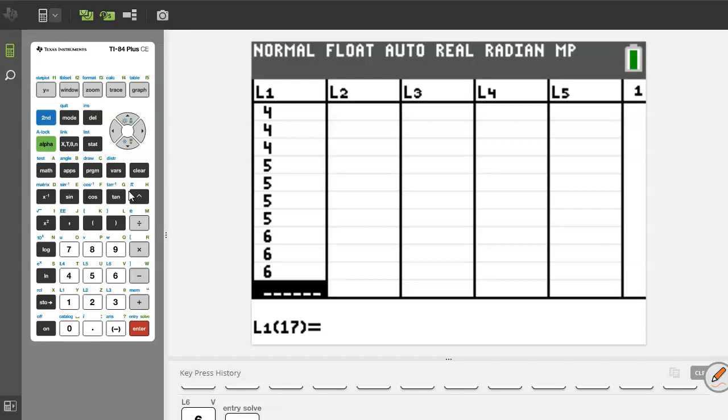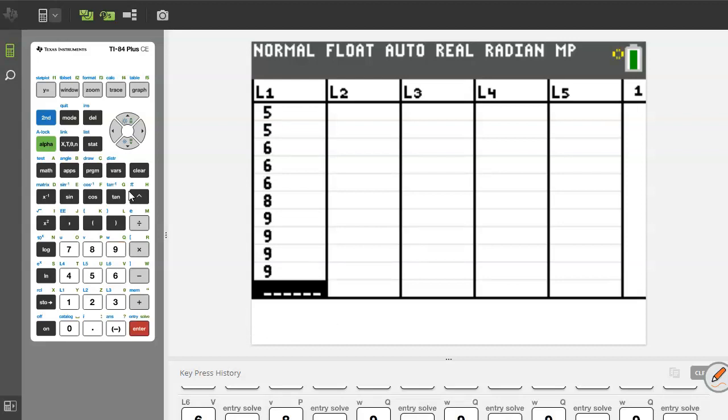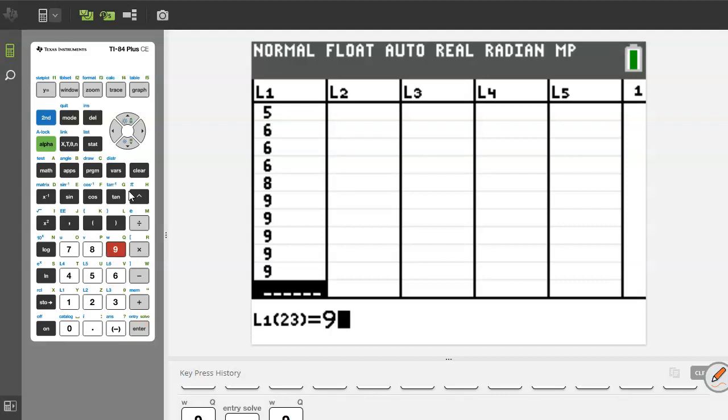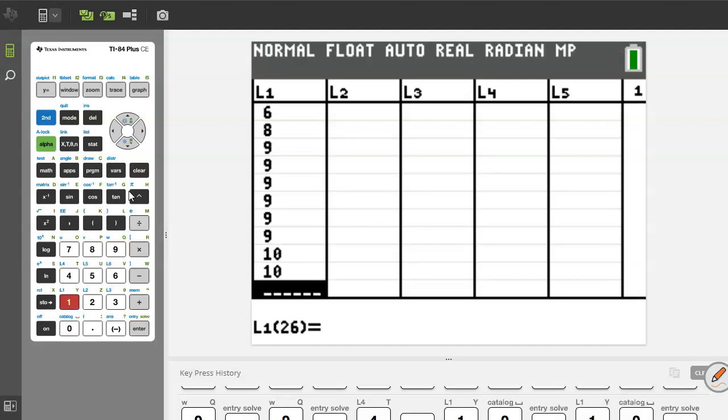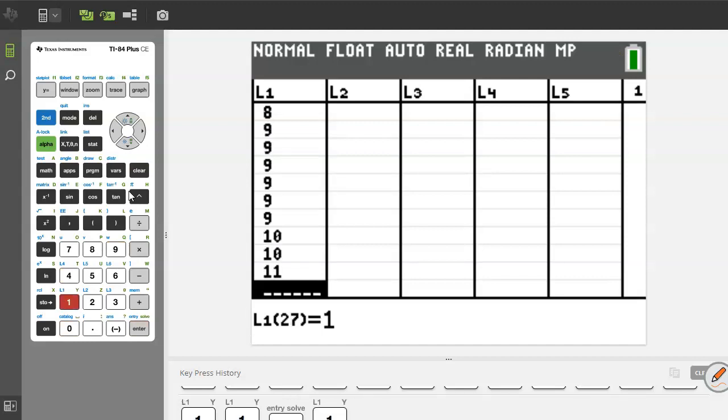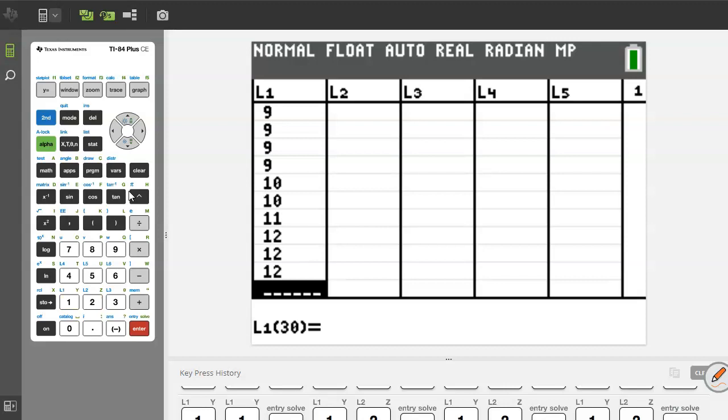We put 16 in, thank you. Okay, what's the 17th value? 8, 9, 9, 9, 9, 9, 9, oops, not 4, 10, 10, 11, 12, hold on, I pressed 2 and it didn't work. Okay, I have 3 12s.